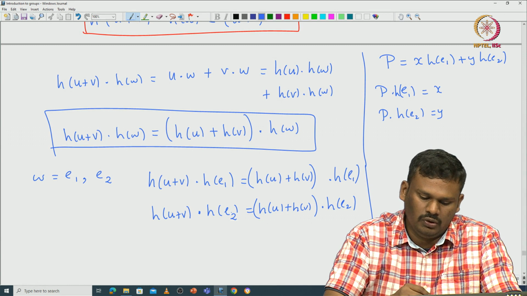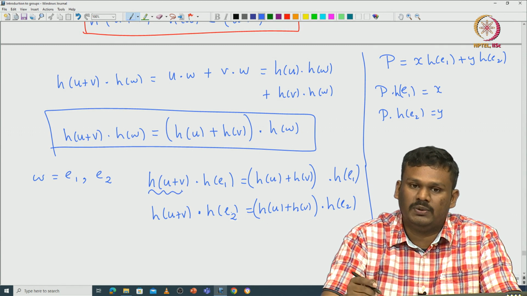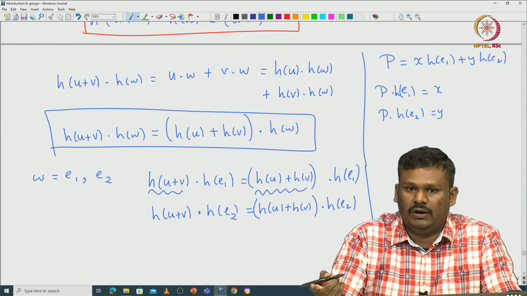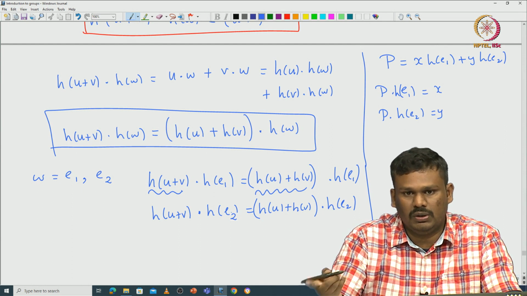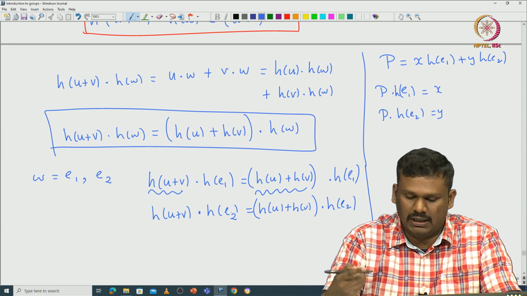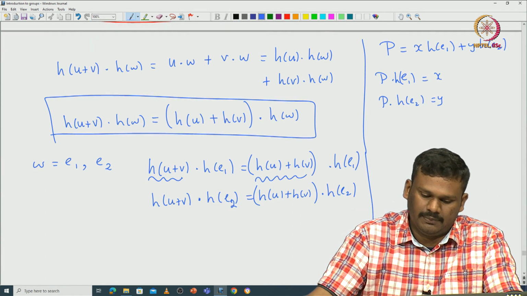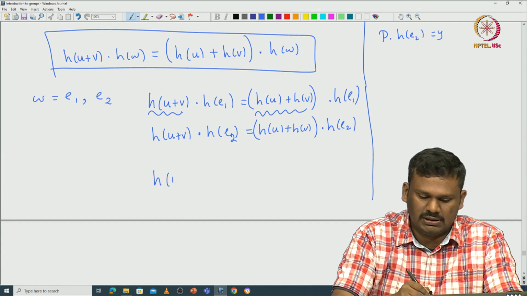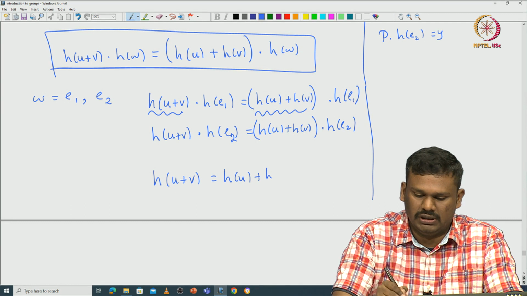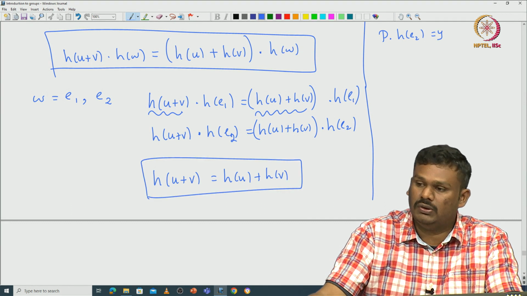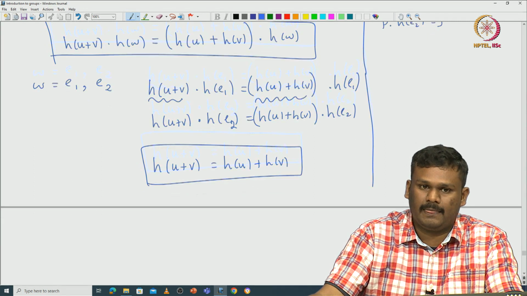Now you have two vectors. One is H of u plus v, another one is H of u plus H of v. When you take inner product with H of E1, you get the same scalar. When you take inner product with H of E2, again you get the same scalar. So, that means both these vectors must be the same, there is no other option. So, this tells you that H of u plus v equals H of u plus H of v.